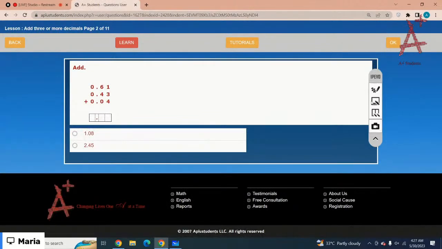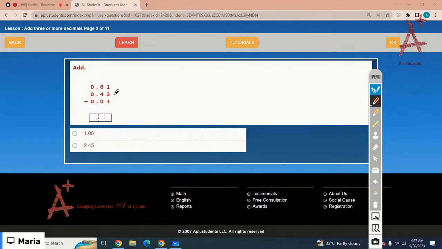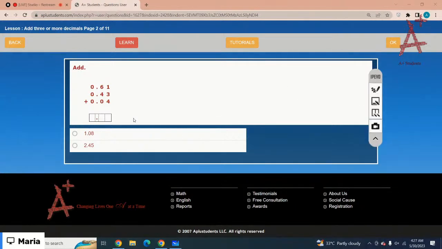Okay, let's add the other one. 4 plus 3 is 7 and 7 plus 1 is 8. Then you have 6 and 4, 10. Write 0 here and carry 1. It would be 1.08. So the correct option is 1.08.